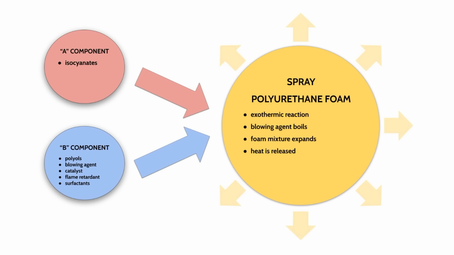It's primarily a plastic foam insulation that is mixed on site in a spray rig using an A component and a B component that combine in the nozzle to create a spray applied foam that generates an exothermic reaction, which just means that it releases heat. Isocyanates make up the A component, and polyols, blowing agents, fire retardants, catalysts, and other substances make up the B component.